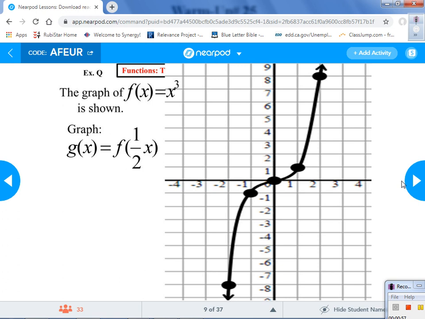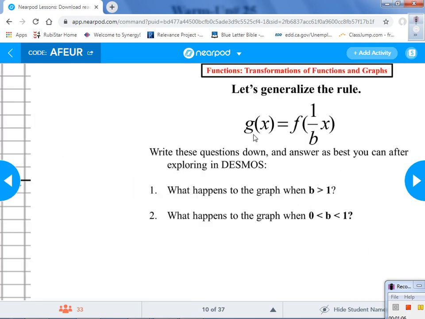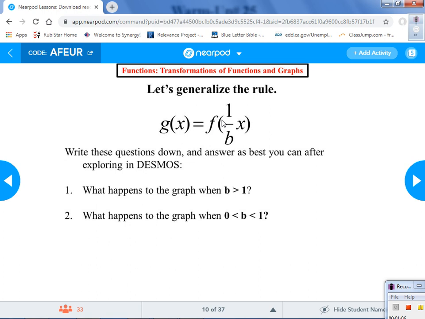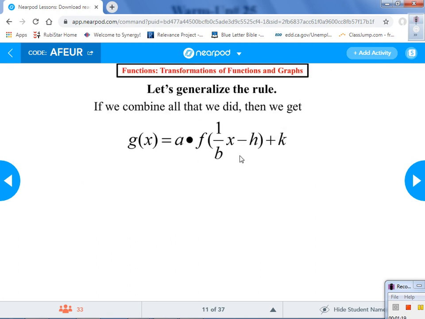So, yesterday we did a transformation where I introduced a fraction inside of the parentheses with x, yes? And that gave us the general rule, g of x equals f of 1 over bx. From there we went to decimals. We did an exploration with the lever and all that. Remember that? And then from there we answered the questions. And then I said we're going to add it to our general rule, which is here. You guys remember that? All right.